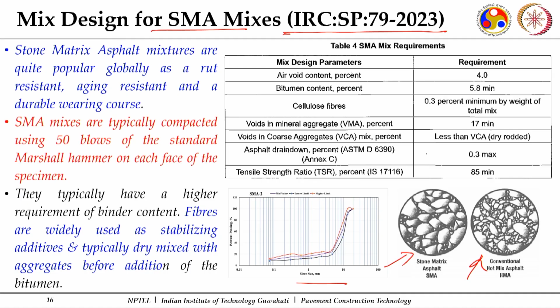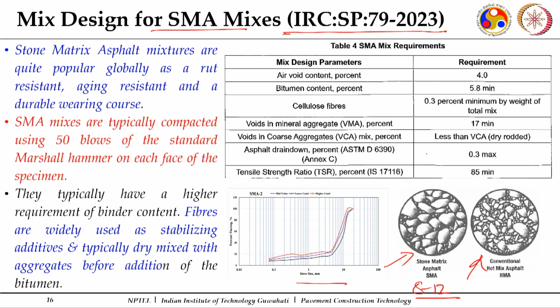And since the voids are going to be filled up with the mastic, which is your fines, normally 8 to 12% of filler is used in this case, and the binder required is also a bit higher for the stone matrix asphalt because a high amount of filler is there. So it fills the interstices, and this forms a matrix which is strong enough to take the traffic loads.